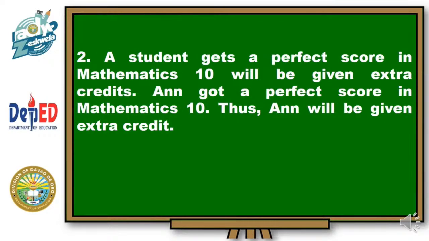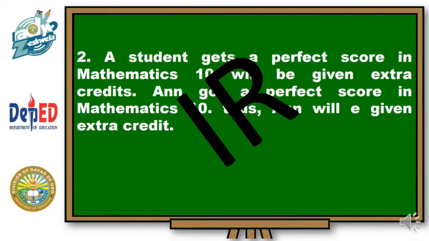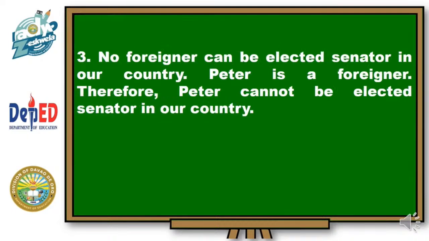A student who gets a perfect score in Mathematics 10 will be given extra credits. Anne got a perfect score in Mathematics 10. Thus, Anne will be given extra credit. What is your answer? Correct. It is IR, or inductive reasoning. Let's proceed to item number 3.